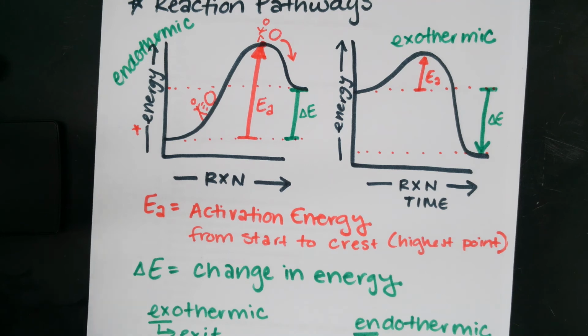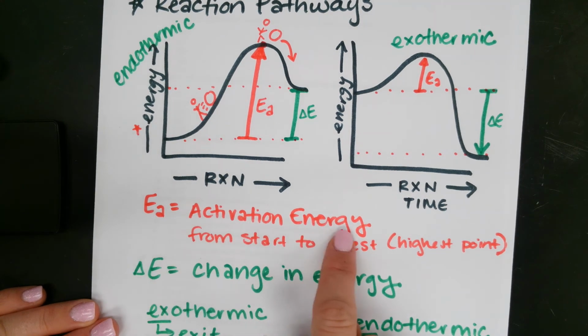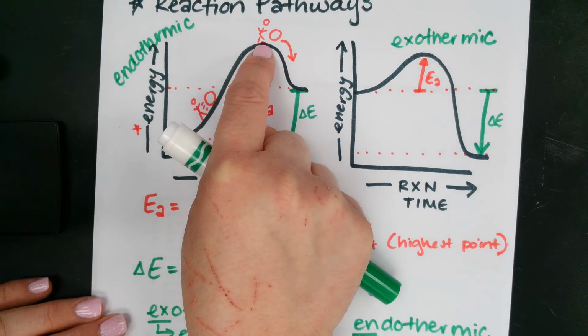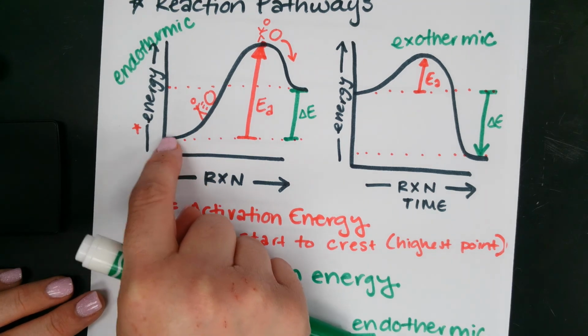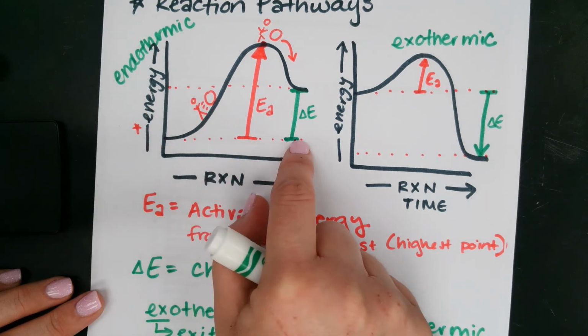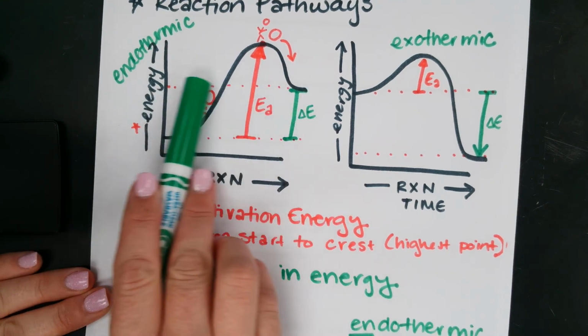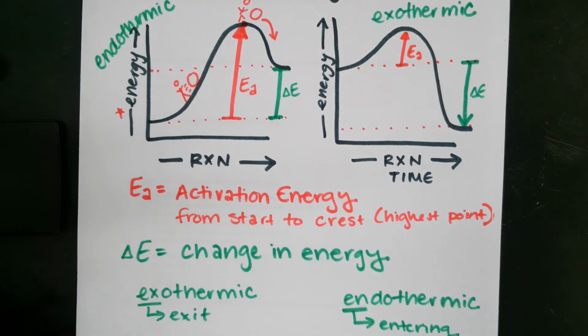Awesome. So these are the most important things when it comes to the reaction pathways. You need to be able to identify the activation energy, which is from the start to the crest. And then you need to be able to identify the delta E, or the change in energy, which would be the start to the finish. Again, pulling out those lines from the start and the finish into a nice horizontal dotted line is always a good idea, just so you can identify these things a little bit easier.